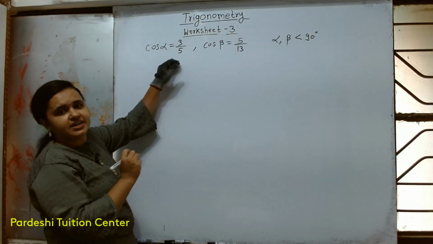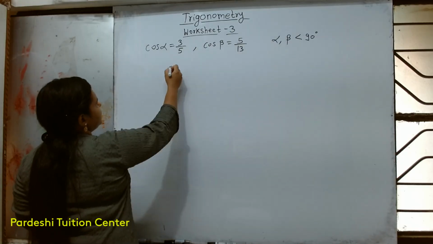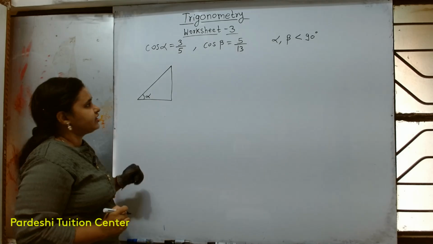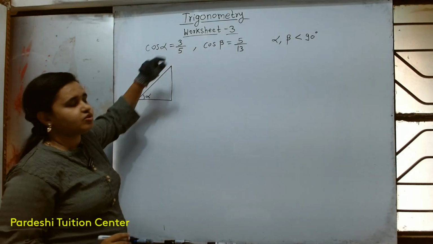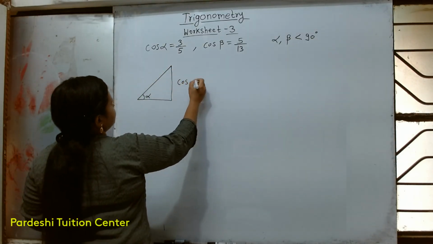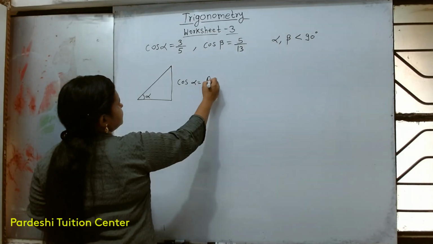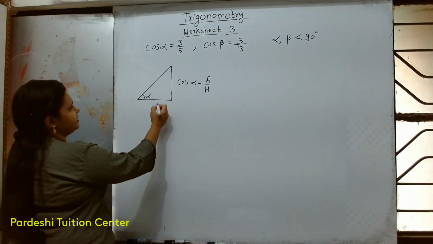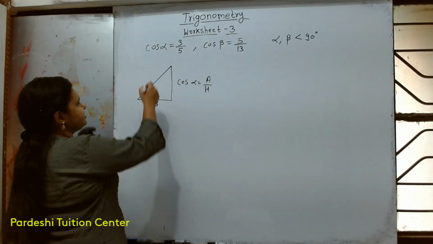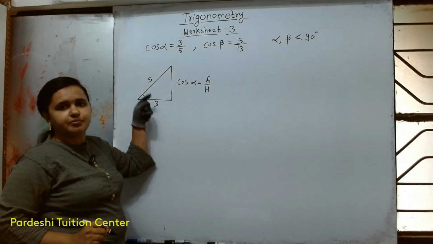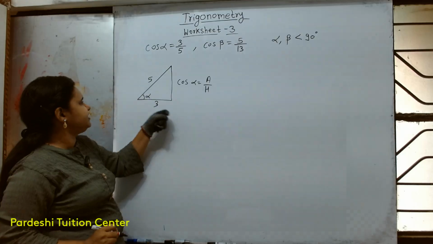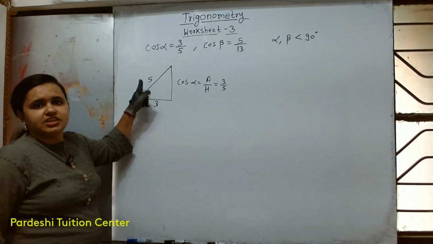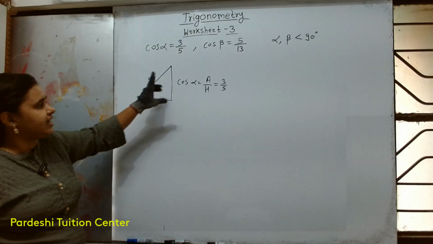So, if I draw a triangle for this, it will be a right angle triangle. This will be our alpha. Okay. Cos alpha. What is cos? Cos alpha is adjacent upon hypotenuse. So, its adjacent side will be this one and its hypotenuse is this one, that is 5. Adjacent upon hypotenuse is cos alpha, that is 3 by 5. Okay. So, by Pythagoras theorem we can calculate this side.